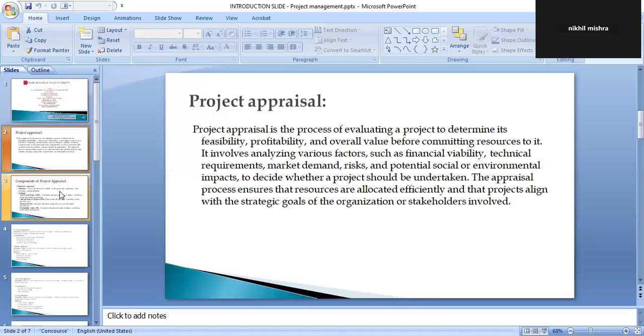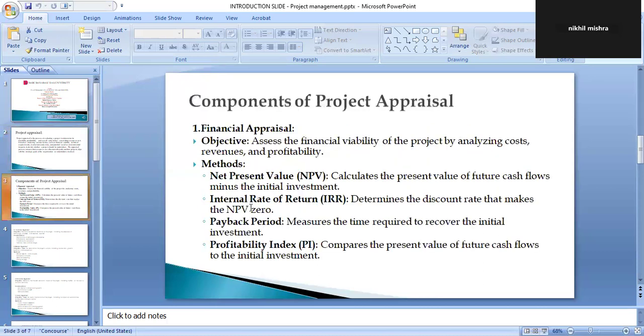Various components are involved in project appraisal. The first is the financial appraisal, which means checking the financial viability of the project on various parameters. Finance is the major part involved in project appraisal, and whether the project is financially viable or not, whether it is capable of generating profitability or not, is part of financial appraisal.